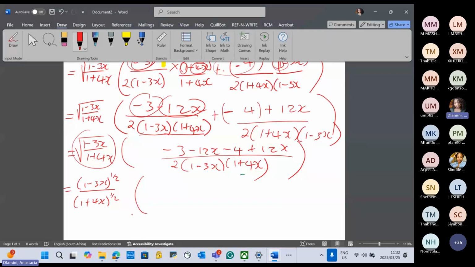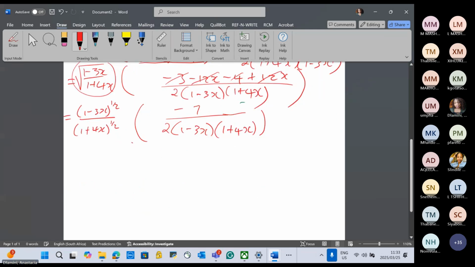Before we look at that, let's just simplify. This and this, they cancel. That's what we call canceling, not dividing and canceling. This and this, they form -7 over 2, 1 plus 3x, and 1 plus 4x. Are we all together up to that point? Yes, ma'am.